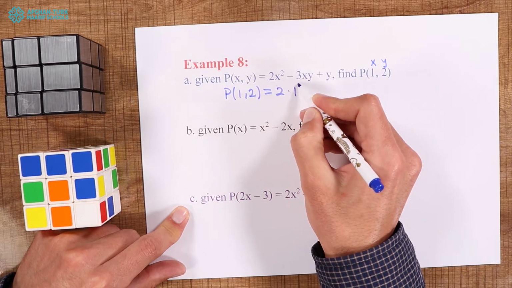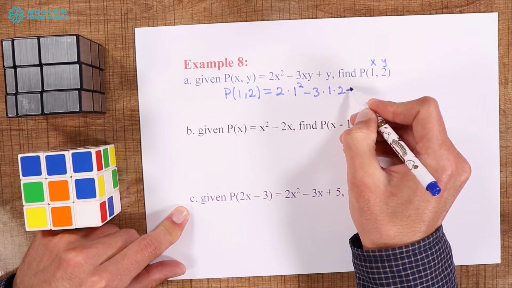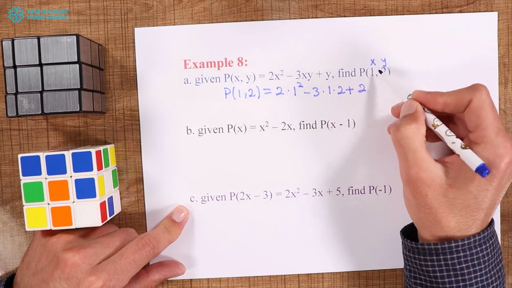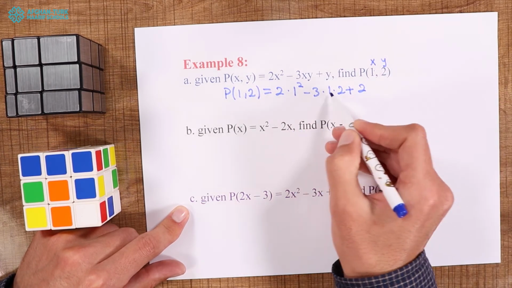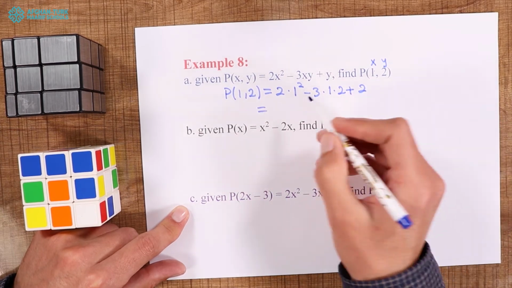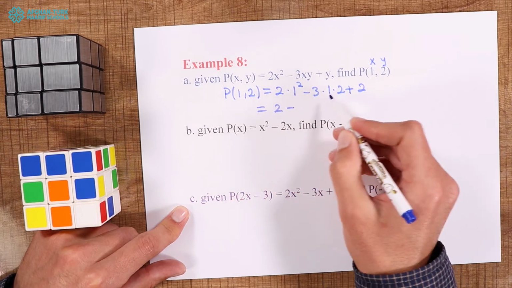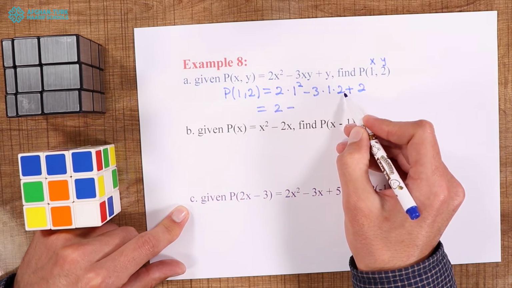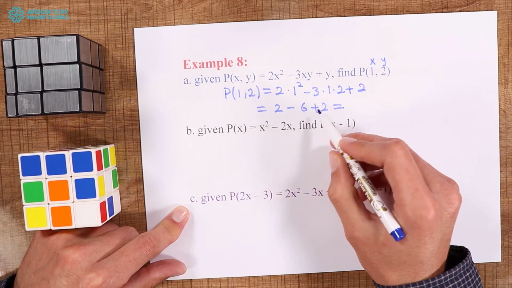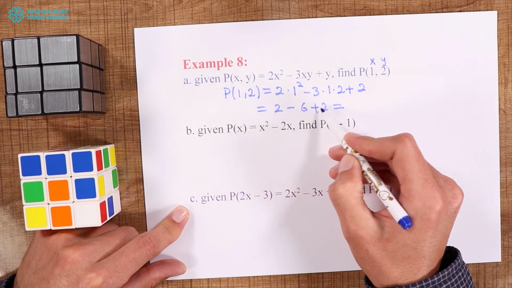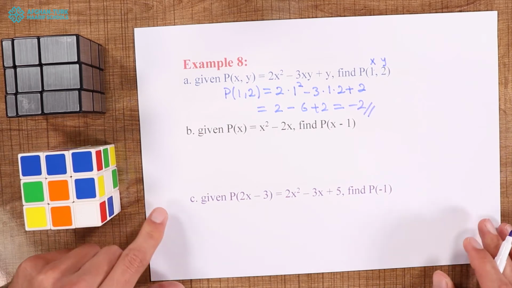2 times 1 squared, minus 3 times 1 times 2, plus 2. Instead of x we write 1, instead of y we write 2 in the polynomial. After that we will do the operations. 1 squared is 1, 2 times 1 is 2, minus 3 times 1 is 3, 3 times 2 is 6, plus 2. As a result we will have 2 minus 6 is minus 4, minus 4 plus 2 is minus 2. So the result is minus 2.